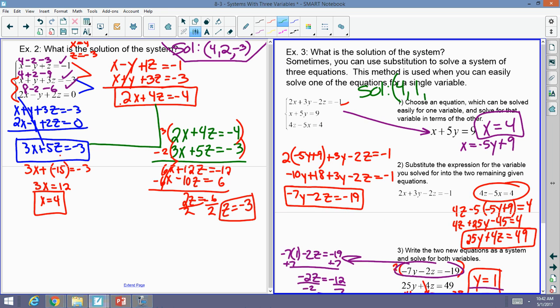No, don't take my word for it. Prove it. 2 times 4 is 8. 8 plus 3 is 11. And 11 minus 12 is negative 1. It works. 4 plus 5 is 9. Works. And then I've got 24 minus 20 is 4. It works. Does that make sense, guys?